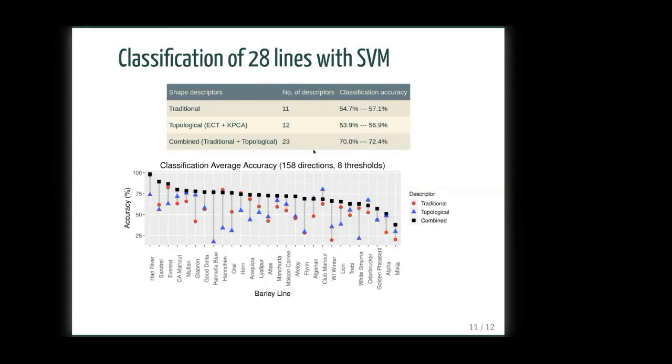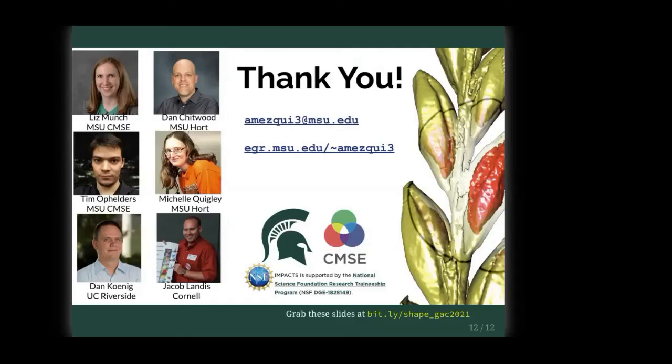And the end result is that if you use traditional or topological descriptors, the machine does roughly the same job. It classifies 55% of the time correctly. Again, there are 28 possibilities, so 55% is actually a decent classification accuracy. But if you combine, all of a sudden you go from 55 to 70% accuracy, which means topology is actually measuring something that traditional measures are not capturing. There's some hidden information that topology is capturing.